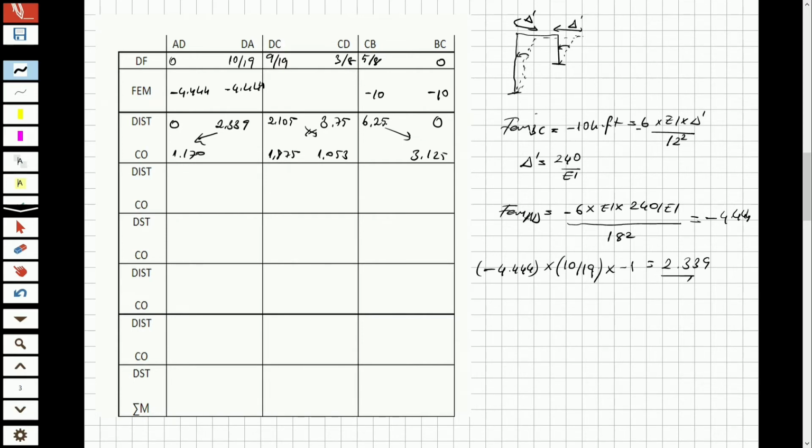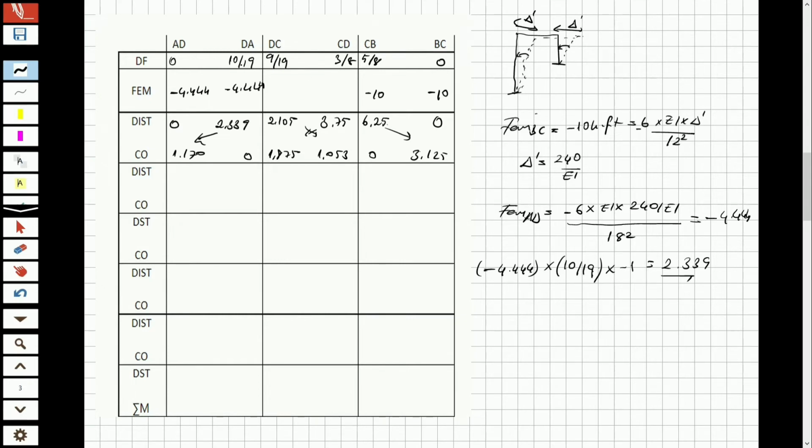I take the half of this 6.25 over here, half of this one to here, half of this one to here, and half of this moment to here. Okay, the carryover, it's going to be half of them. And now I have the moments. So if I have the moments, let's distribute them.